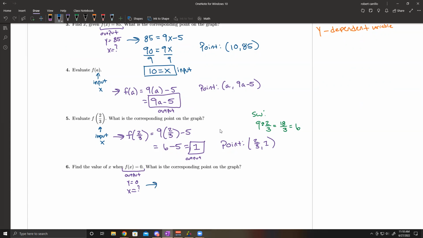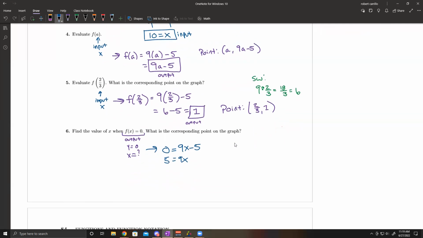So this means that we're using that same equation, 9x minus 5. This will become 0 equals 9x minus 5. We now solve for x. I add that 5 over. You get 5 equals 9x. And then divide by 9, divide by 9, and 5/9 equals x. There it is.